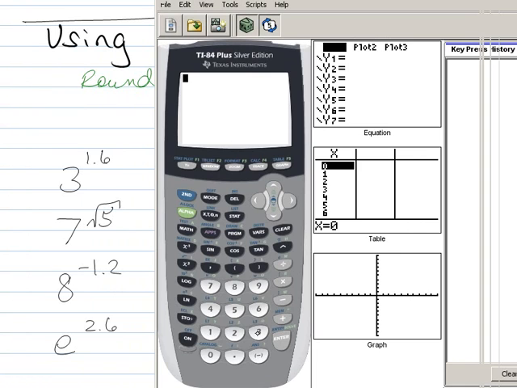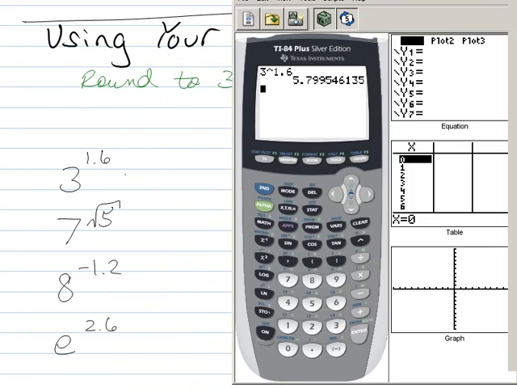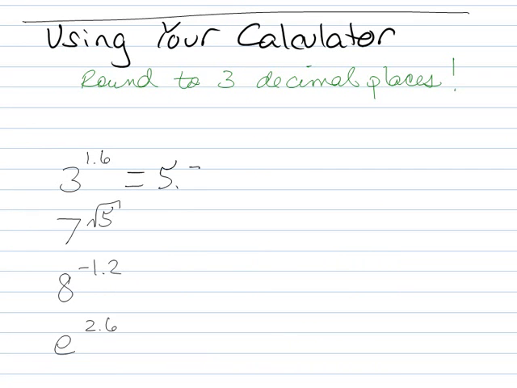So what you're going to look for is you're going to use the to the button. It's the exponent button, the little caret. 3 to the, I always say to the because it's fun and it makes me happy. 3 to the 1.6 is 5.7994546. Okay, so 5.79954, and we'll just leave it. We'll come back and round it in a second.